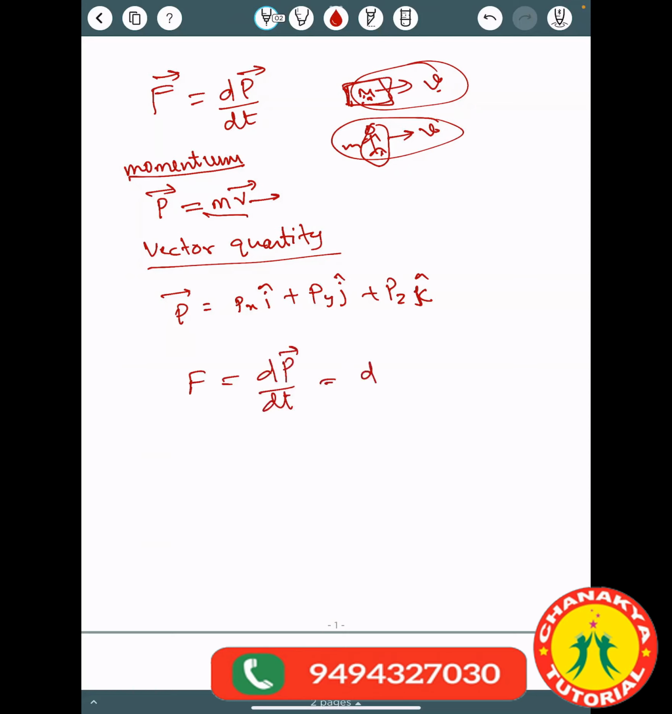from here you can write d/dt of mass into velocity, correct? Now, there is this product, right? So we know how to differentiate a product, guys. M into dv/dt plus v into dm/dt. Here, any doubt, Xavier, Samita, and Shweta? Any doubt so far?